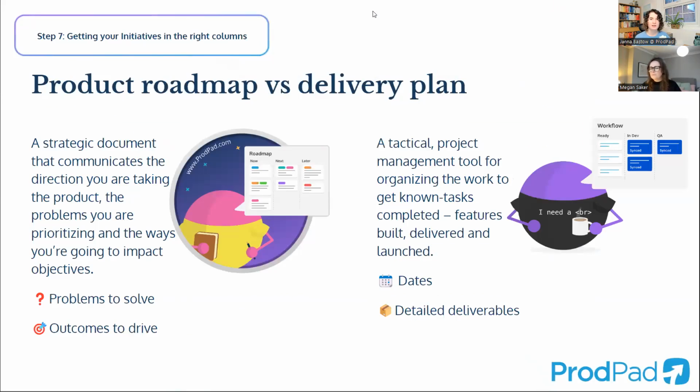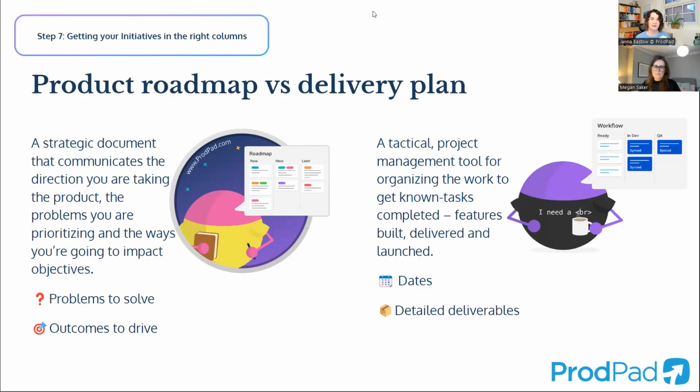It is important to note that what you're creating here is a product roadmap. It's not and should not be a release plan or a delivery plan, right? This isn't something to be confused with your sprint backlog. They're completely different beasts. The roadmap is a strategic communication document. It communicates the direction you're taking with the problem, with the product, and the problems that you're prioritizing that are going to make an impact on your goals.